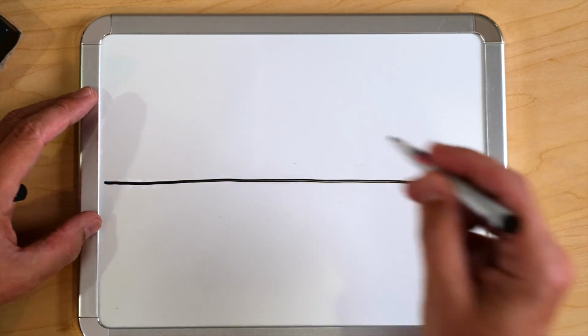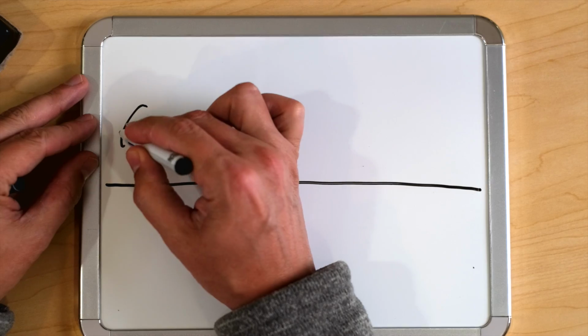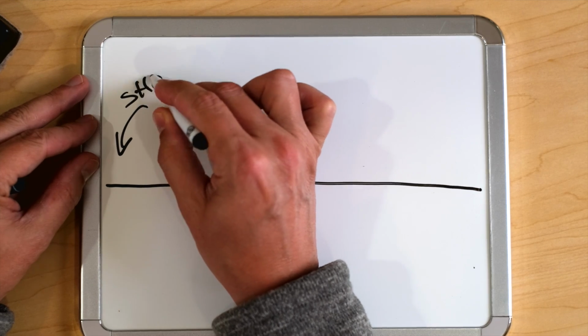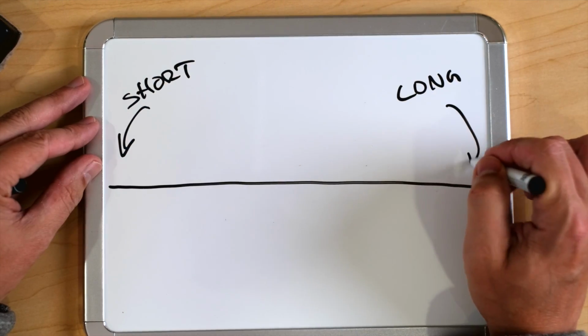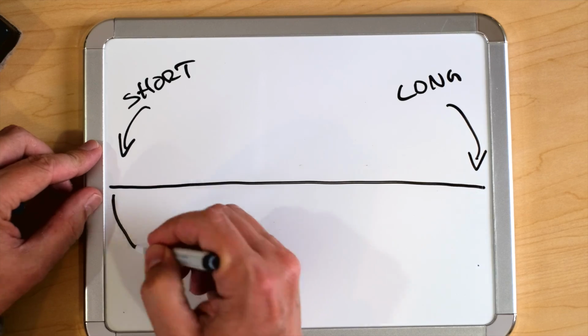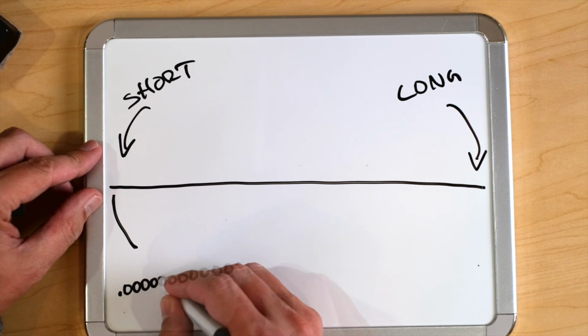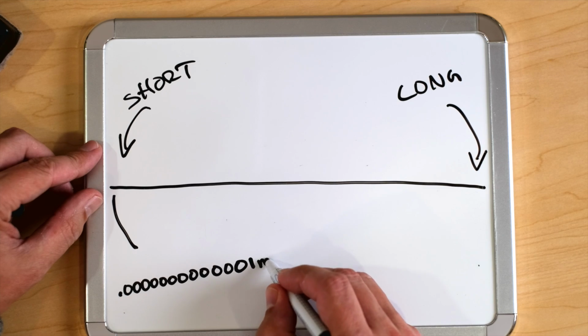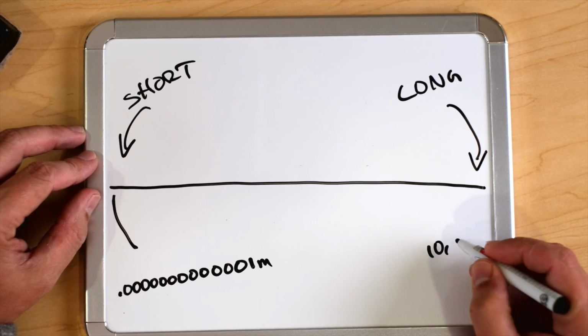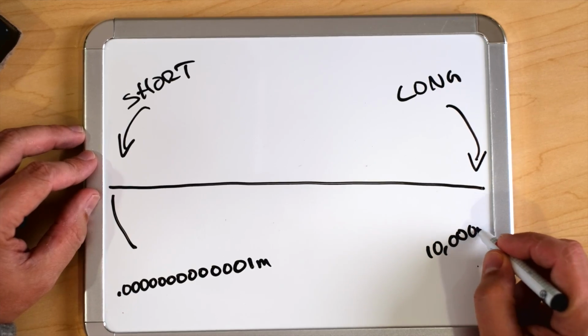So this line represents all the possible frequencies of light, with short frequencies over here and long frequencies over here. How short and how long? Over here we have 0.00000001 meters, which is very, very small. And over here we have 10,000 meters, which is 10 kilometers or like 6 miles if you're American like me. So pretty long. Photons can travel at lots of different frequencies.